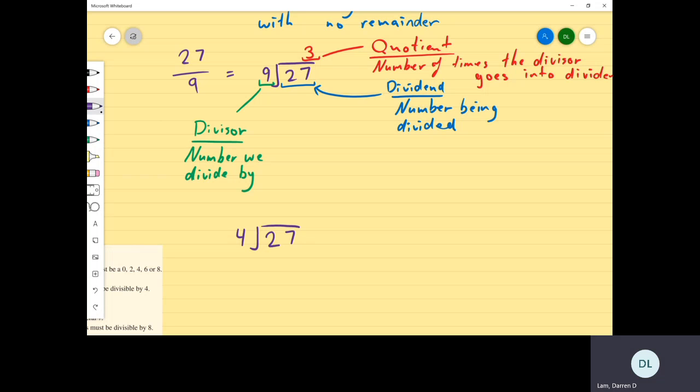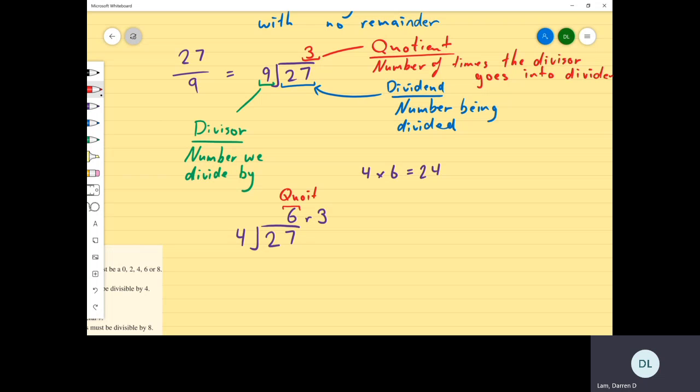Well, we know that 4 times 6 is 24, right? So we know that it goes in 6 times. So I write 6 here. But there's a remainder. So how do I get from 24 to 27? I add 3. So my remainder is 3. All right. So the same thing. This is my quotient. My 6 is my quotient.